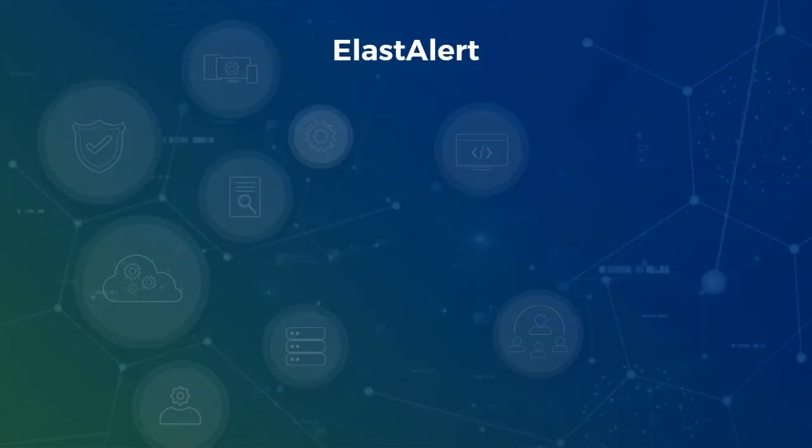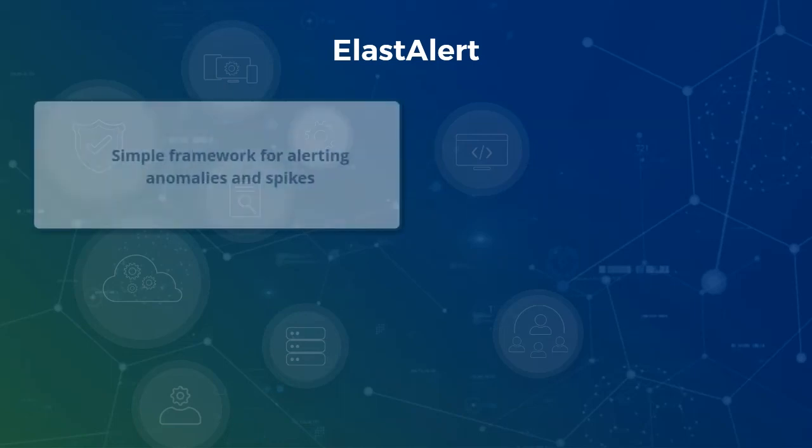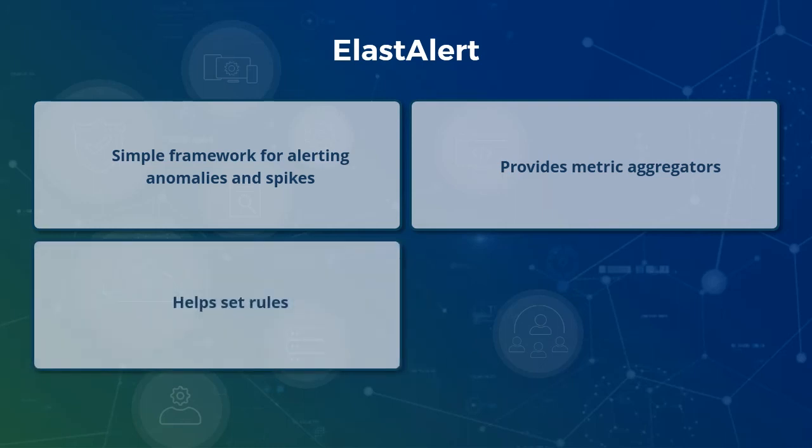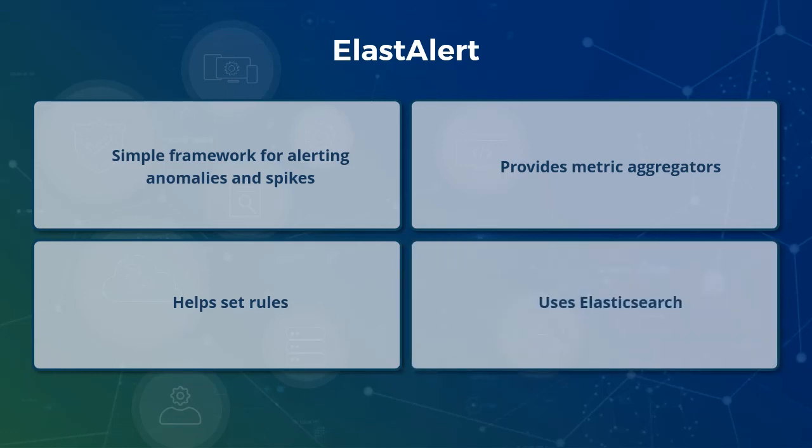Finally, let's discuss ElastAlert. First feature is it provides a simple framework to generate alerts for all the anomalies and spikes identified. Second, it provides metric aggregator. In other words, from existing metrics, it will create summarized metrics in order to take decisions. Third, it helps you to set different rules in order to generate the alerts. And finally, it uses Elasticsearch database, keeping values in the form of key value pairs, having capability of indexing, and projecting the data to various different analytics tools.